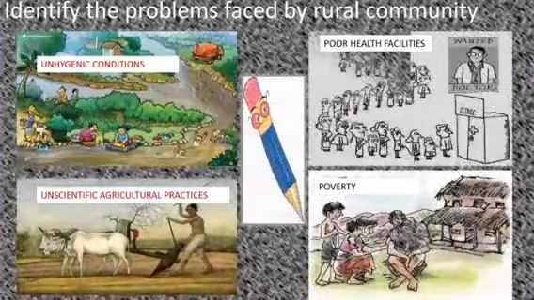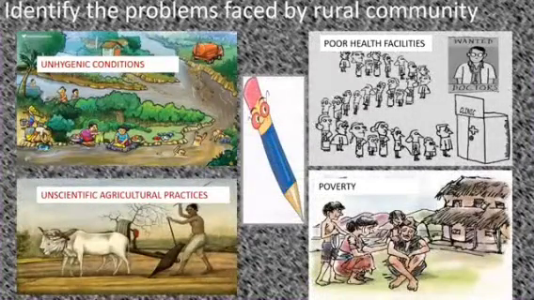Before we start today's class, why don't we look into the assignments, children? You had an assignment to identify the problems faced by rural community. The first is the unhygienic conditions. The second, unscientific agricultural practices. The third, poor health facilities. And the fourth, poverty.